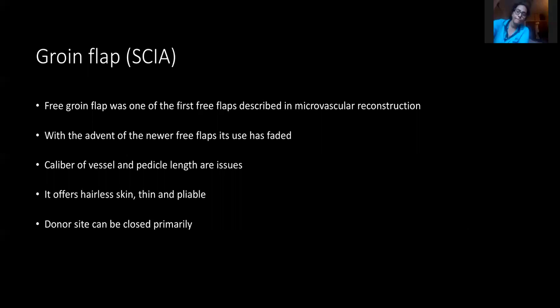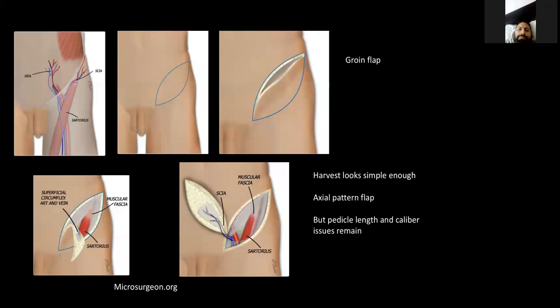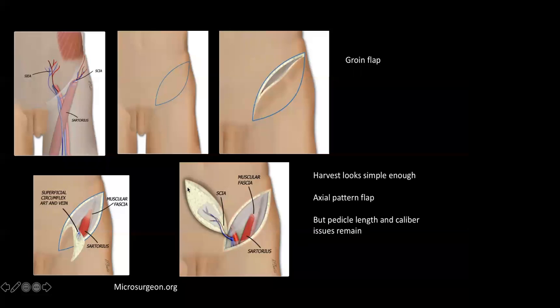But the advantages are that it offers hairless skin, which is thin and pliable, and the donor site can be closed primarily. It is still used for covering hand defects following degloving as a pedicle flap. But I have done very few of these as a free flap because there is a problem with the vascular anatomy and its variability. This is a simple way of harvesting the flap, which is from microsurgeon.org.